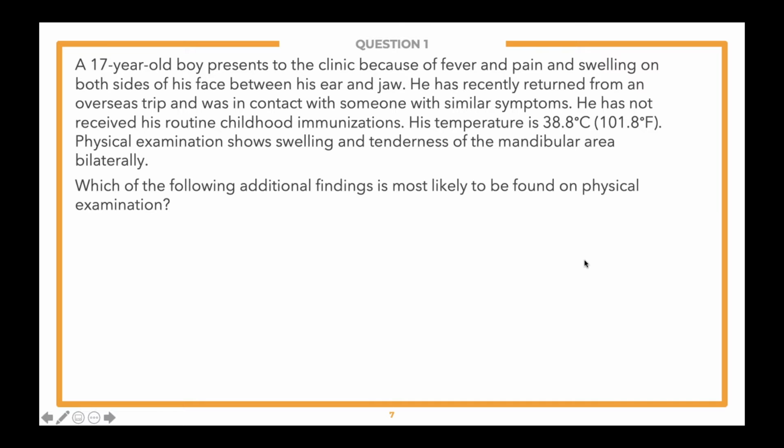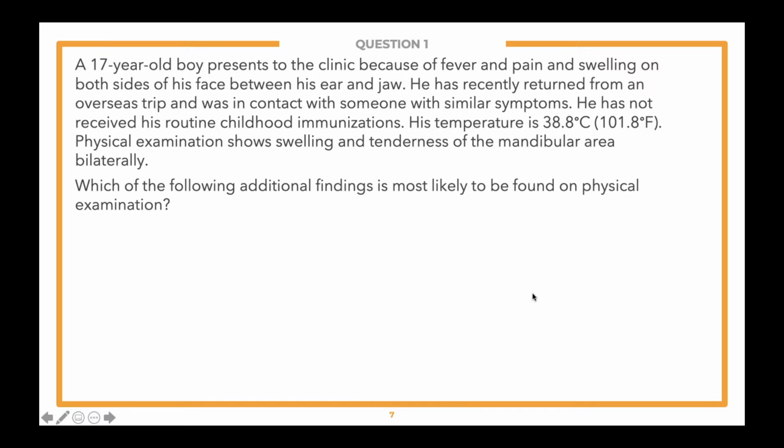A 17-year-old boy presents to the clinic because of fever and pain and swelling on both sides of his face between his ear and jaw. He has recently returned from an overseas trip and was in contact with someone with similar symptoms. He has not received his routine childhood immunizations. His temperature is 38.8 Celsius or 101.8 Fahrenheit. Physical examination shows swelling and tenderness of the mandibular area bilaterally. Which of the following additional findings is most likely to be found on physical examination?